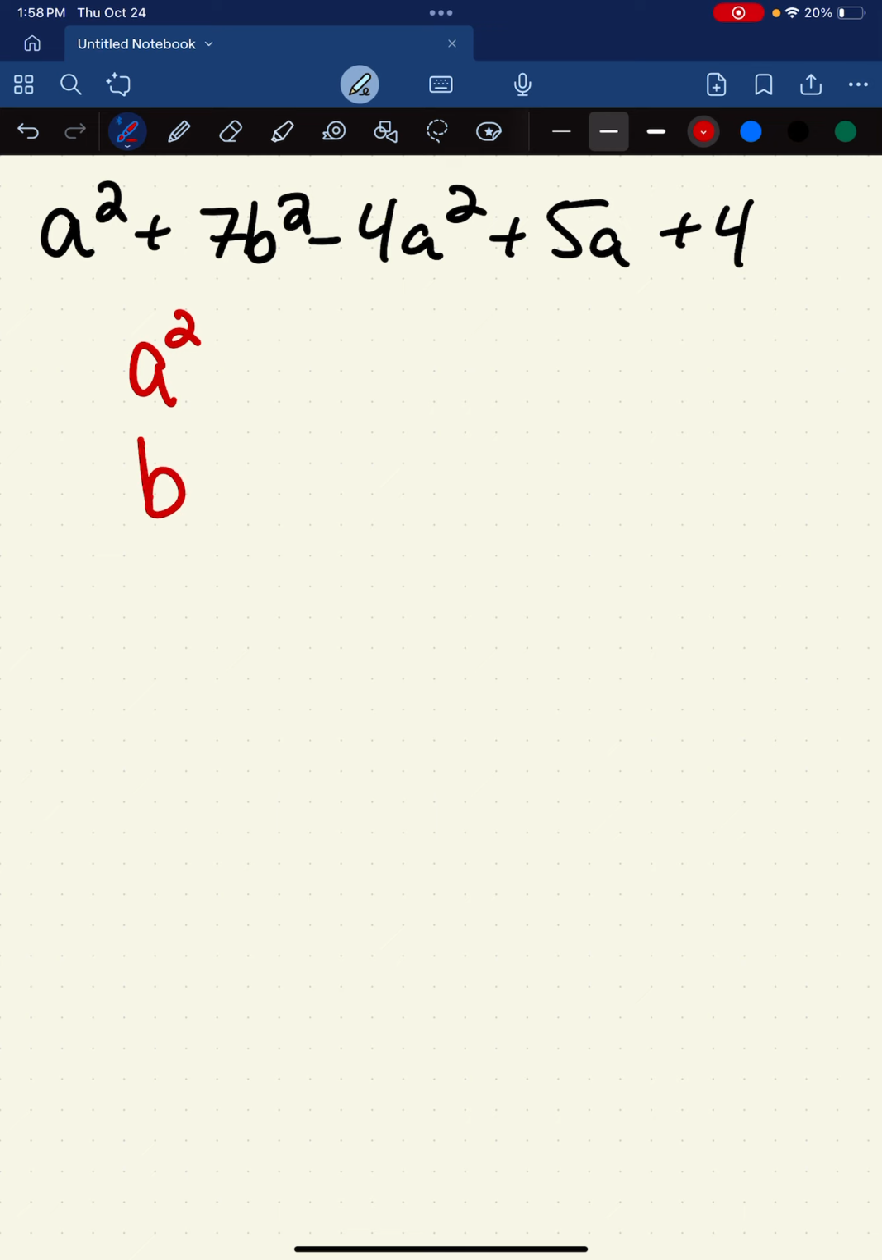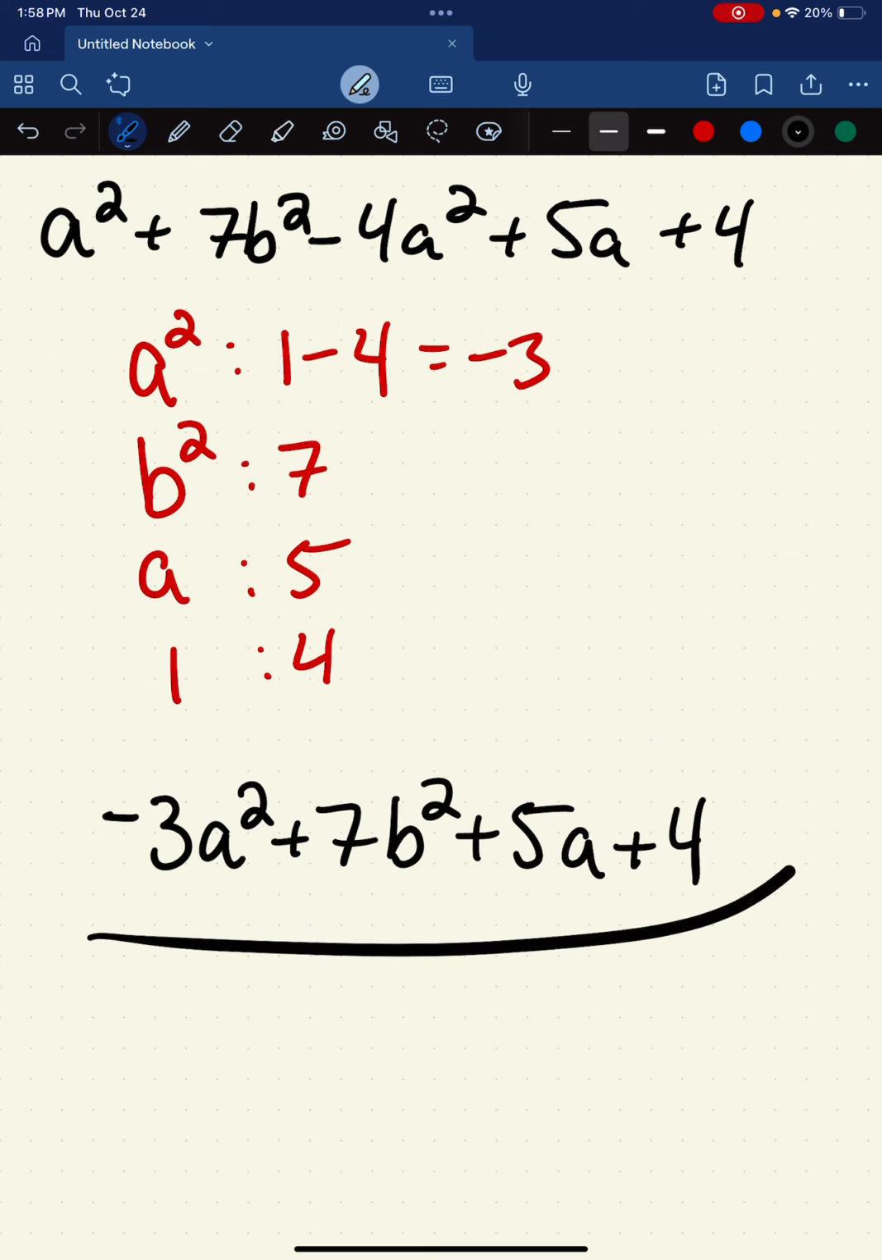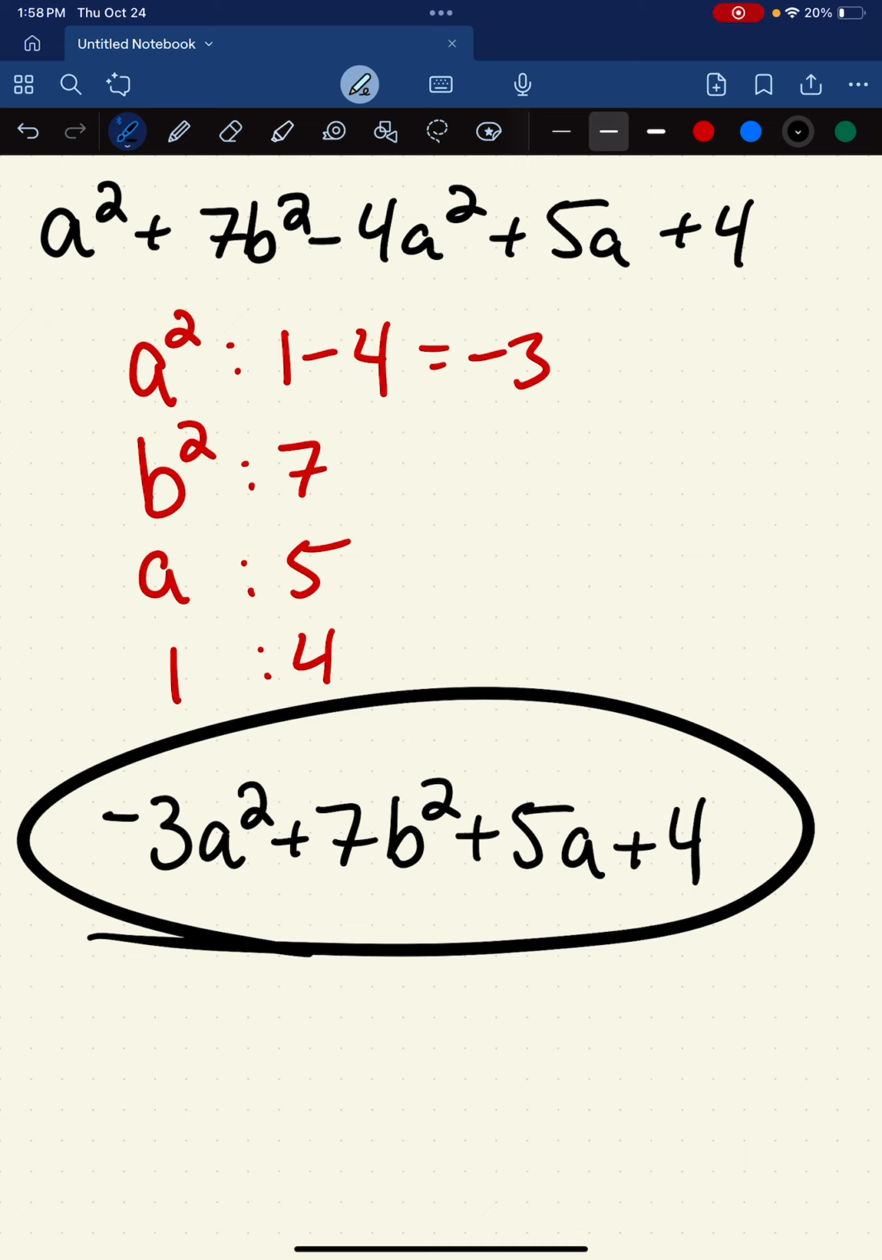Actually, let's do this in descending powers. We have an a squared term. We have b squared terms. We have an a term. And we have 1s. A squared, we have 1 minus 4. B squared, we just have 7s. A's, we just have 5s. Ones, we just have 4s. So our answer is negative 3a squared plus 7b squared plus 5a plus 4. So it's just combining like terms, just with different exponents.